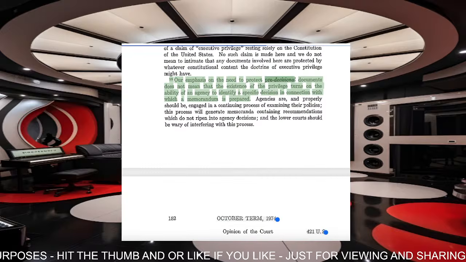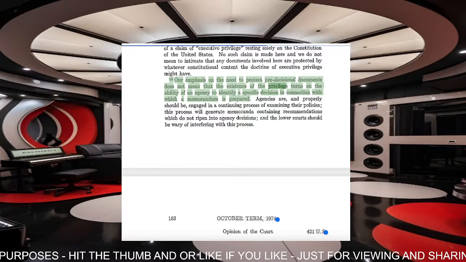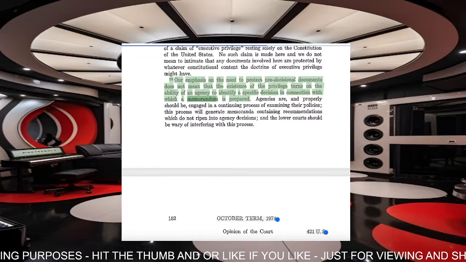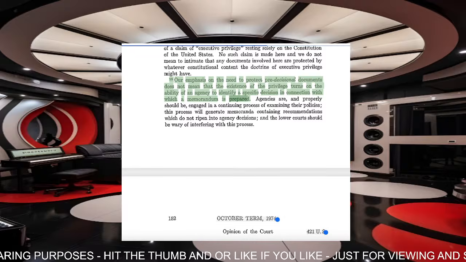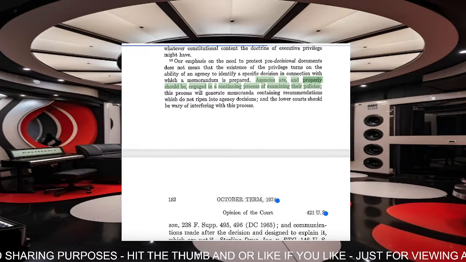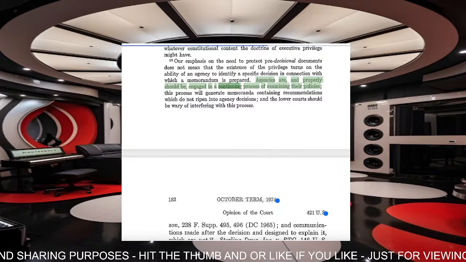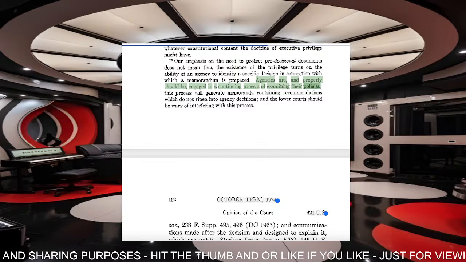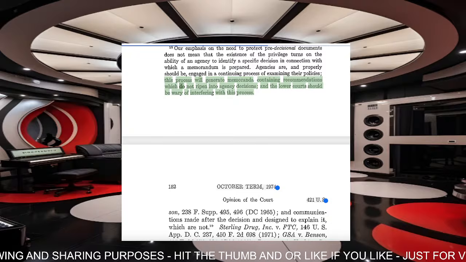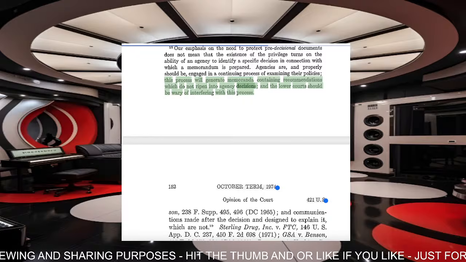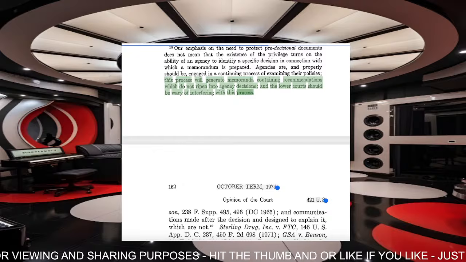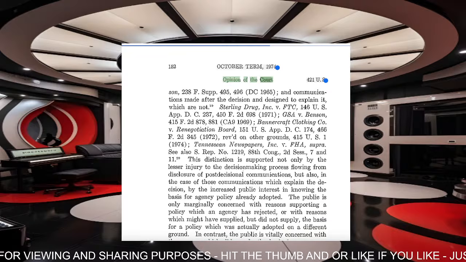2. Our emphasis on the need to protect pre-decisional documents does not mean that the existence of the privilege turns on the ability of an agency to identify a specific decision in connection with which a memorandum is prepared. Agencies are, and properly should be, engaged in a continuing process of examining their policies. This process will generate memoranda containing recommendations which do not ripen into agency decisions, and the lower courts should be wary of interfering with this process. Opinion of the Court.